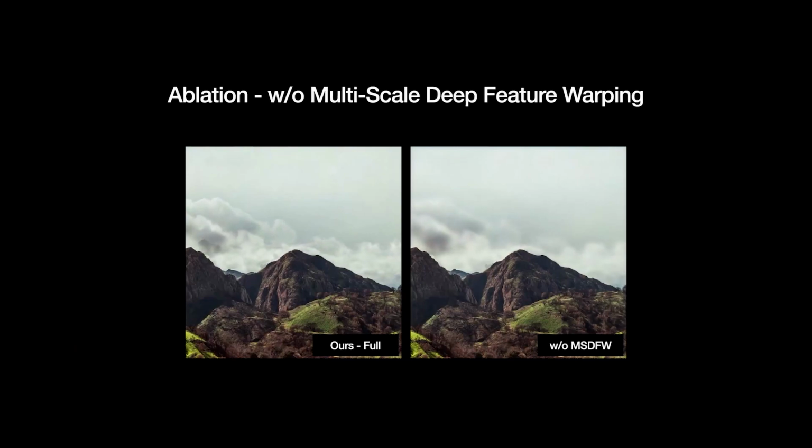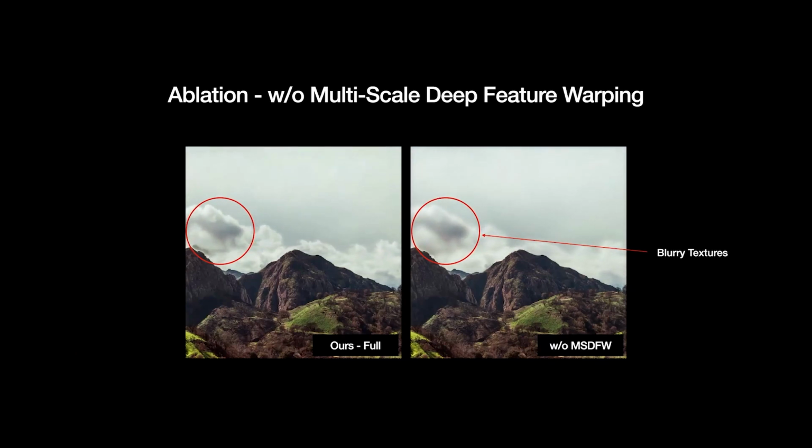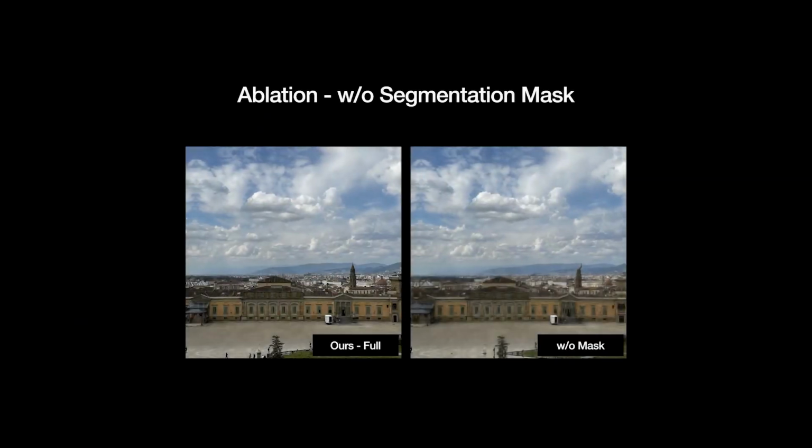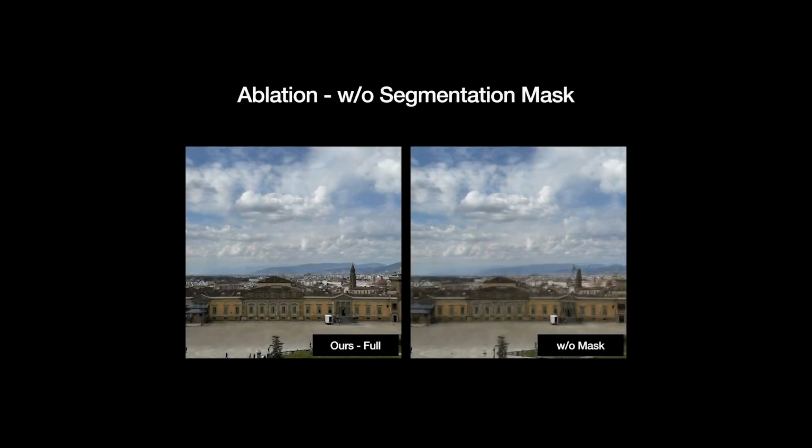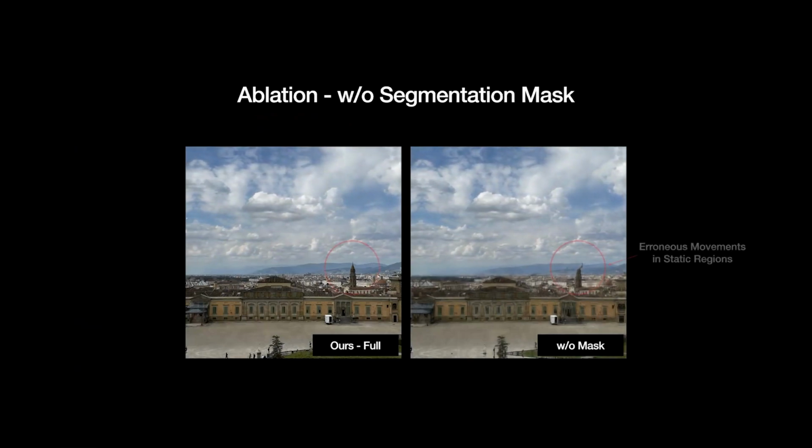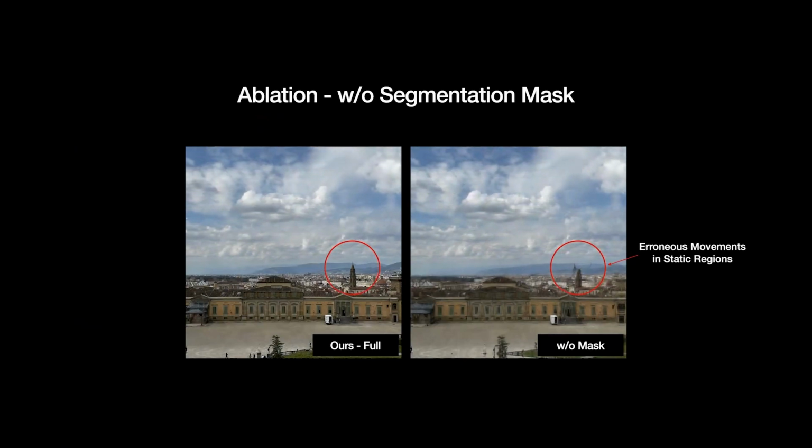Without our multi-scale deep feature warping approach, warping a single feature results in blurry textures in the animated regions. Without a segmentation mask from our mask predictor, we observe erroneous movements in static regions.